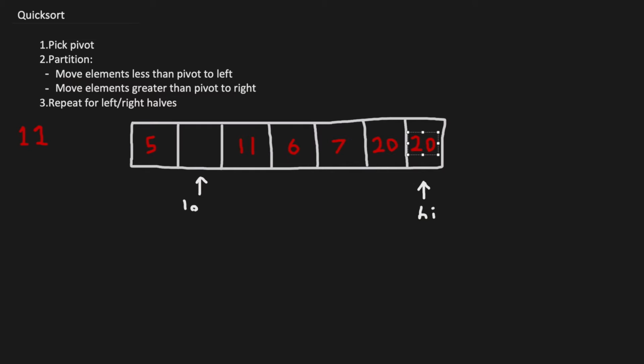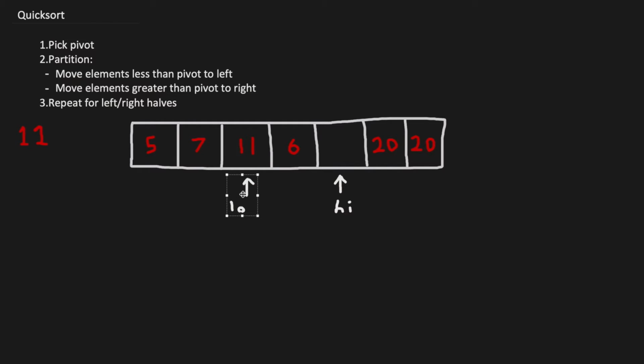And then I'm going to turn my attention back to the higher pointer and move it until I find a value which is lower than the pivot. So I move it here. I see, okay, 20 is not lower than 11, so I move it here. Okay, 7 is lower than 11. So again, I move 7 over to the lower pointer. And then I move this lower pointer now.